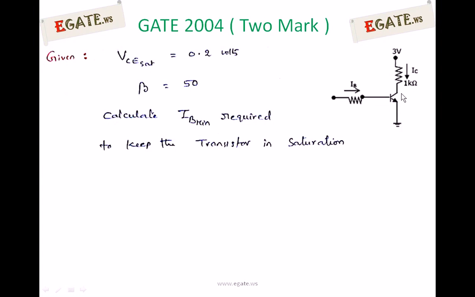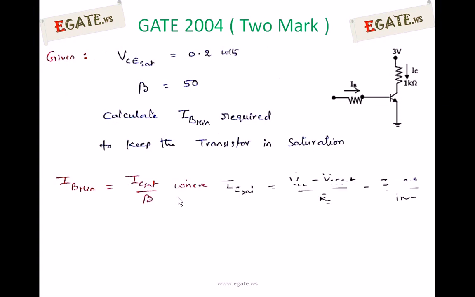Under the saturation region, the VCE value for an NPN transistor is 0.2 volts, and the current flowing through the collector is called IC saturation. That is, whenever the transistor is in saturation, the current flowing through the collector is nothing but the saturation current, indicated with IC saturation. The relation between IC saturation and IB minimum is: IB minimum is equal to IC saturation by beta, where IC saturation can be calculated from this circuit.